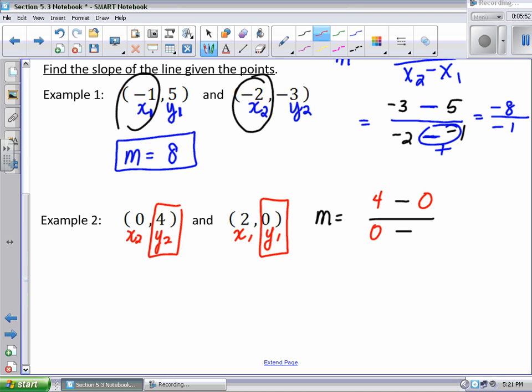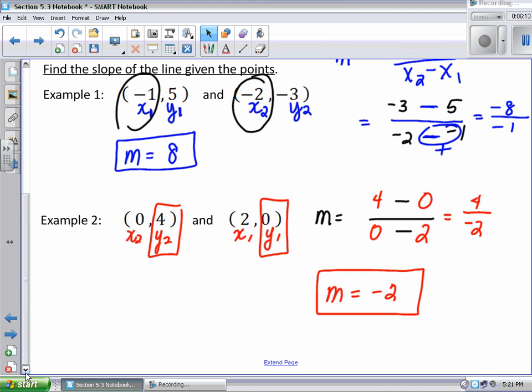X2 is 0, X1 is 2, and I get 4 divided by negative 2, or a slope of, if I reduce, I get negative 2. You always want to reduce your fractions or write your slope as an integer value if you can. Let's do 2 more examples.